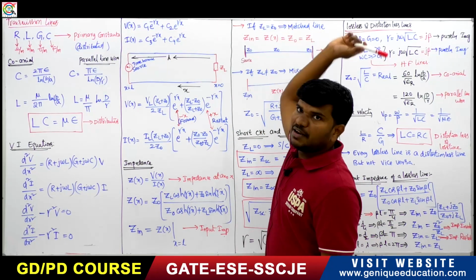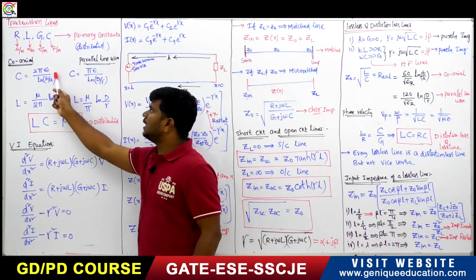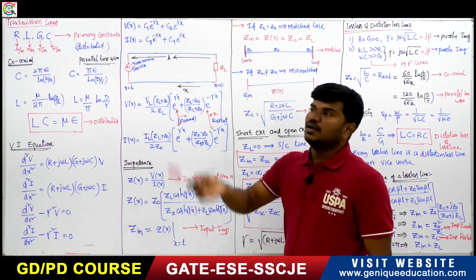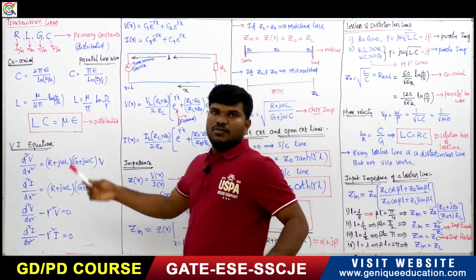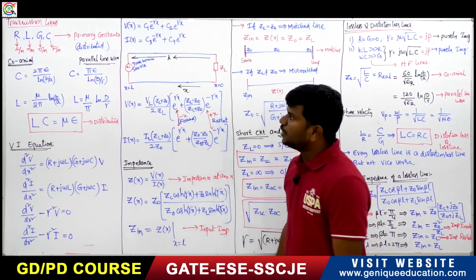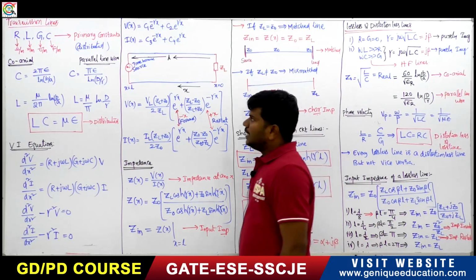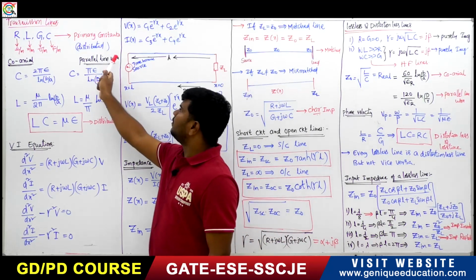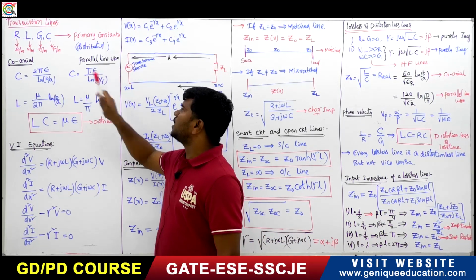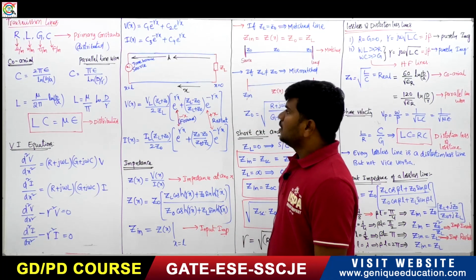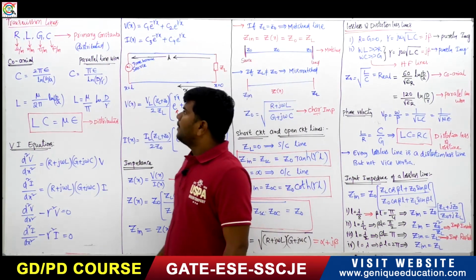Okay, if the length is very high, then we will not include the length here, because all transmission lines are very long transmission lines. So that's why we don't include L here, the length of the line. Similarly, if you write the capacitance for the parallel line wire, C is equal to pi epsilon divided by ln D by R, right? So this is the capacitance for the parallel line wire.